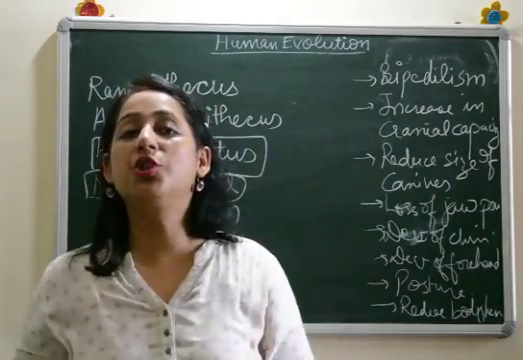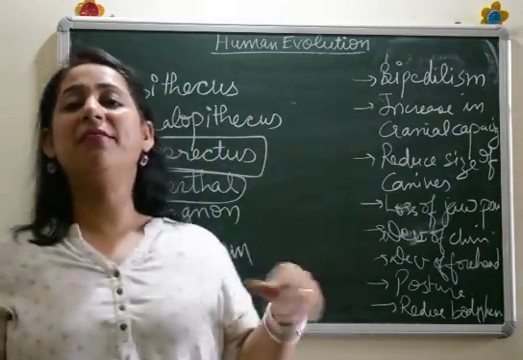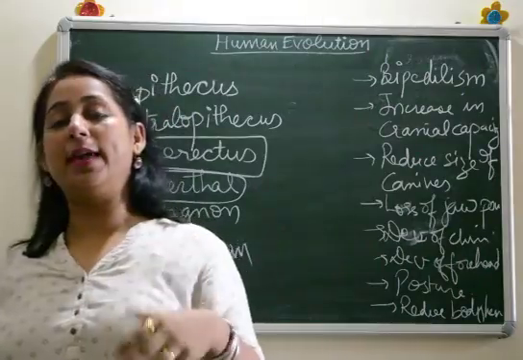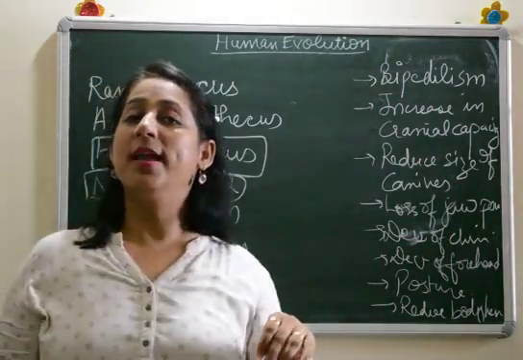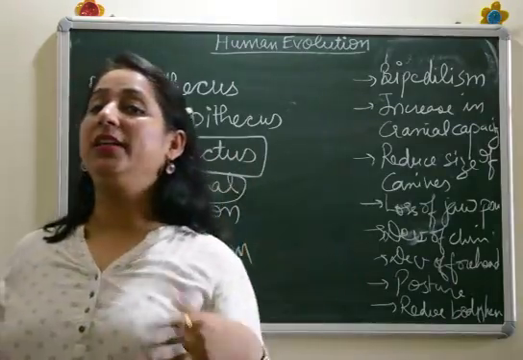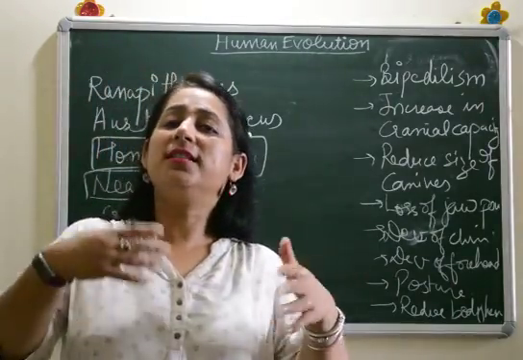Then Neanderthals. When we talk about Neanderthals, they are our ancestors, from which our human race is said to have originated. They have almost all the characters which are there in present day humans. Then Cro-Magnon was there. Basically in Erectus also they started using fire at that time. So there are certain characters.